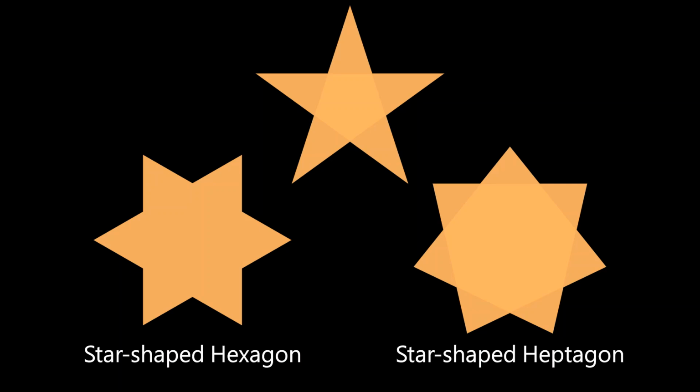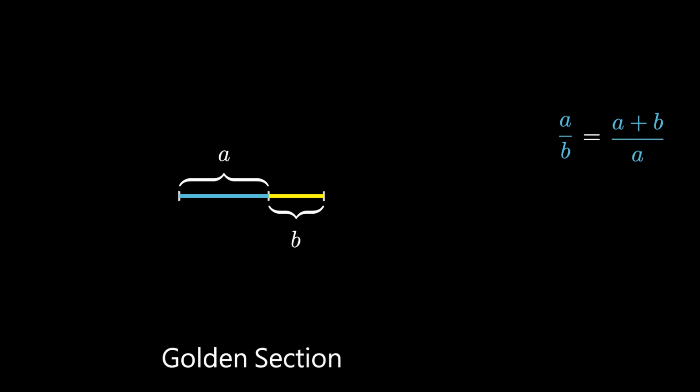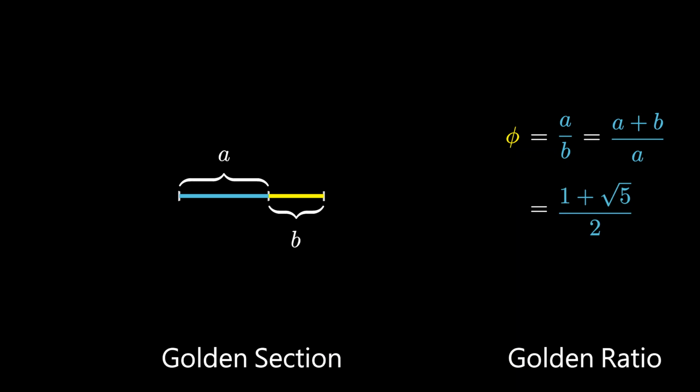Divide a line segment into 2 parts. The ratio of the longer part to the shorter part is equal to the ratio of the entire segment to the longer part. This type of division is called the golden section, and this ratio is known as the golden ratio. We typically use the Greek letter phi to represent the golden ratio. Phi equals 1 plus the square root of 5, divided by 2, approximately 1.618.